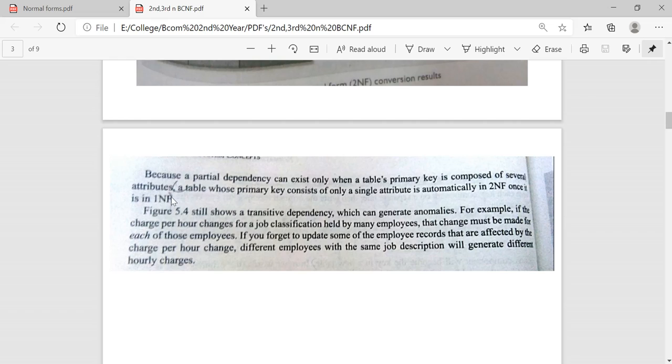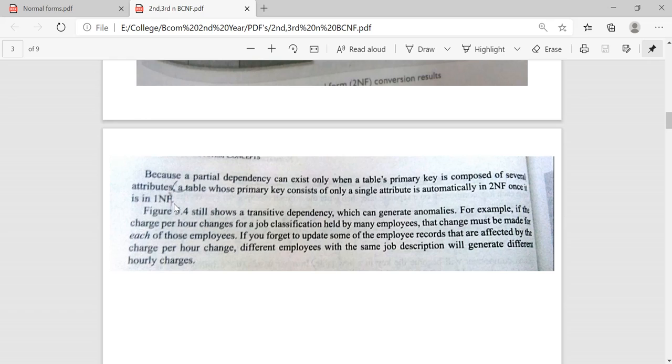Next, a table whose primary key consists of only a single attribute is also automatically in second normal form once it is in first normal form. So this is what you have to keep in mind. So once a table is converted to first normal form and for that table only one single attribute is being used as primary key, then automatically that table is in second normal form also, right?